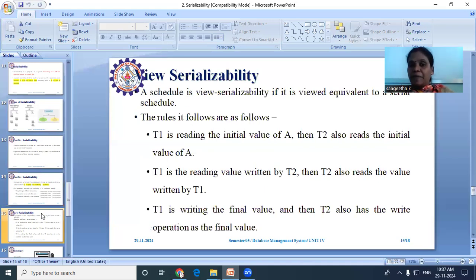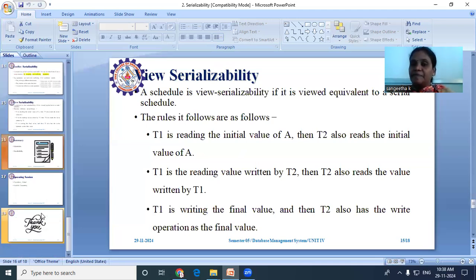Now view serializability. A schedule is view serializable if it is view equivalent to a serial schedule. For example, if T1 reads the initial value of A, then T2 also reads the initial value of A. If T1 reads the value written by T2, then T2 also reads the value written by T1. If T1 writes the final value, then T2 also has to write the final value. It looks like a serial schedule, with one after another performing, but it allows multiple transactions simultaneously.